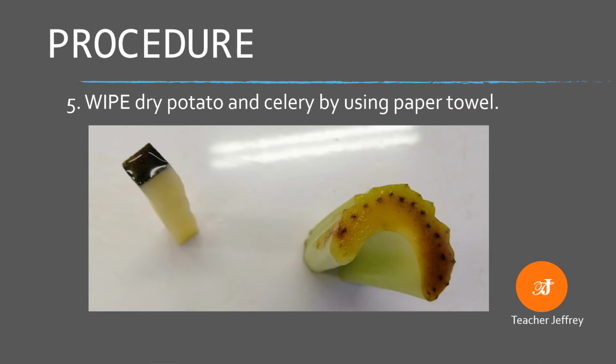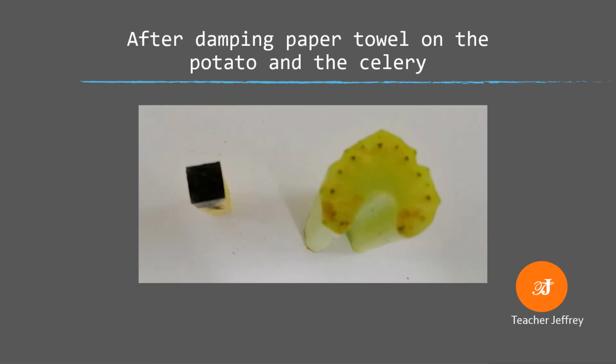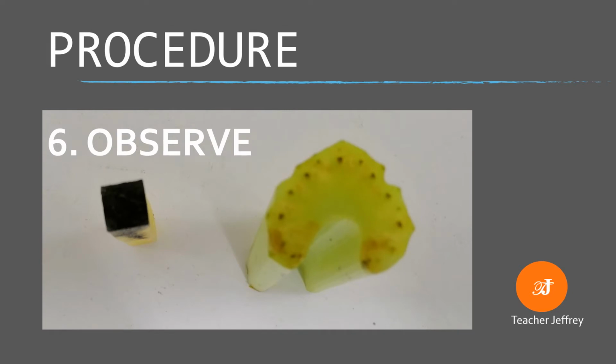After 5 minutes, we will wipe the excess iodine solution by using paper towel. This is how it looks after we damp paper towel on the potato and celery. Now, we will observe.